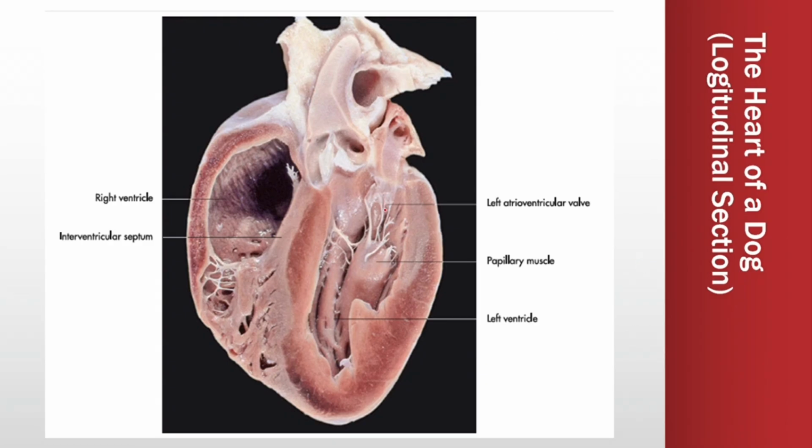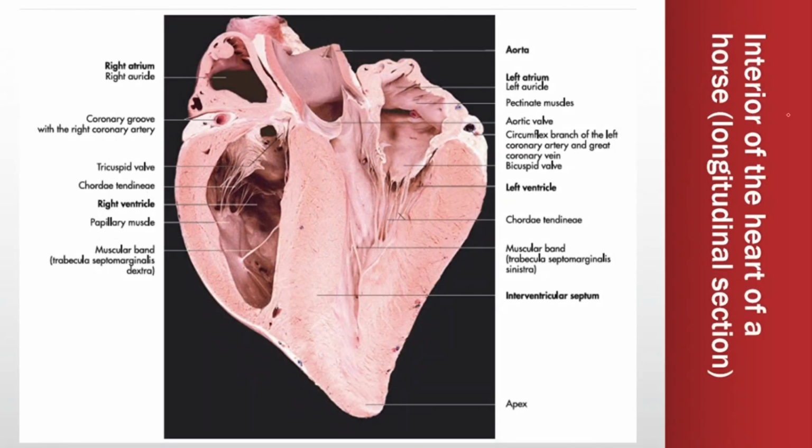As you can see, right here, these are the left atrioventricular valves. And these are the papillary muscles, and right here is the left ventricle. And this is the interventricular septum, which separates the right side and left side of the heart. Right here, this is the interior of the heart of the horse, in a longitudinal section. This is the interventricular septum, which separates the right and left sides of the heart.